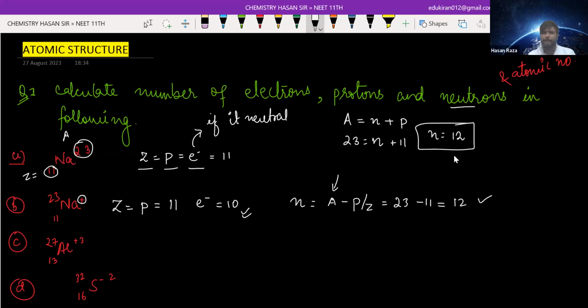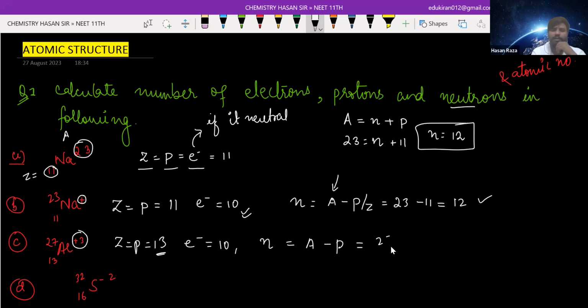Right? 12. Now for this, Z is equal to proton, that will be equal to 13, and electron is equal to proton or atomic number only in case of a neutral atom. And here it is not neutral. Plus 3 means it lost 3 electrons. It should be 13, but it lost 3 electrons. Now it has 10 electrons. In order to calculate the number of neutrons, A minus P or Z. So A is 27 minus 13. That will be equal to how much? 14, right?